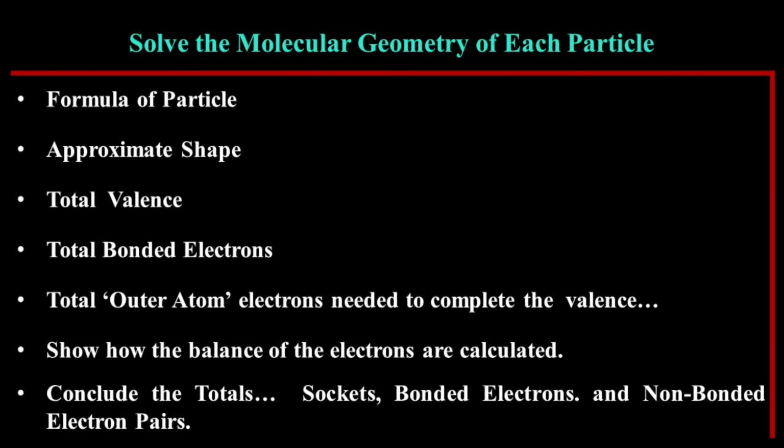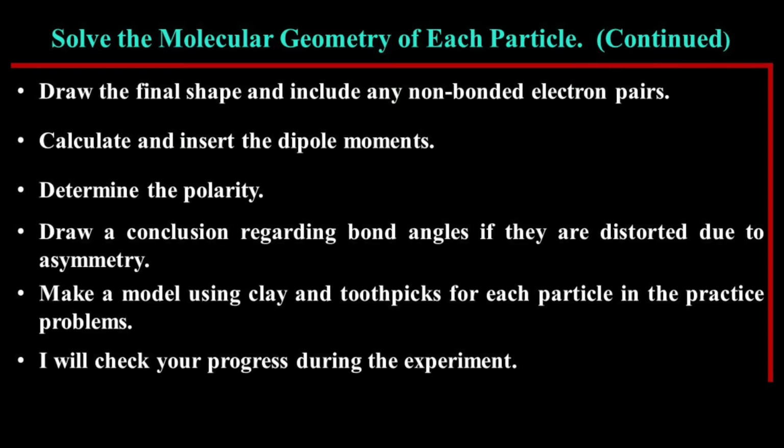Show how the balance of the electrons is calculated. Conclude the totals, sockets, bonded electrons, and non-bonded electron pairs. Draw the final shape and include any non-bonded electron pairs. Calculate and insert the dipole moments. Determine the polarity. Draw a conclusion regarding bond angles if they are distorted due to asymmetry.